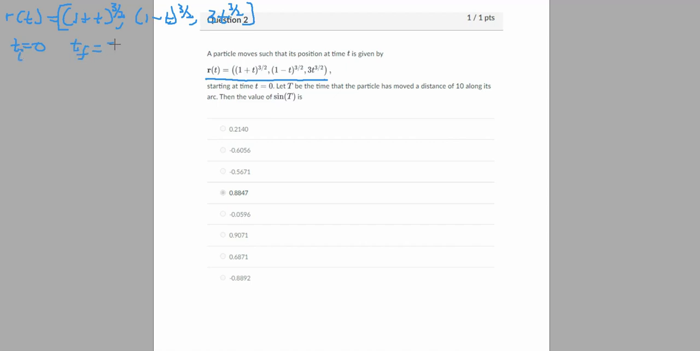When it gets to t, the arc length it has moved, the L, is 10. So we are looking for this t. And what's our arc length?